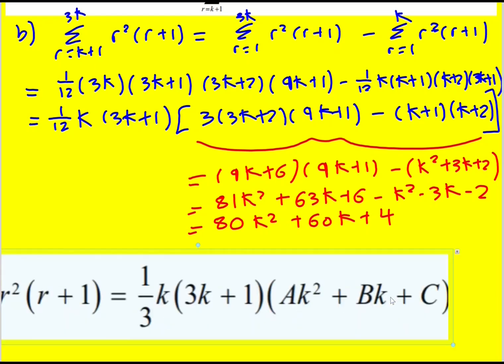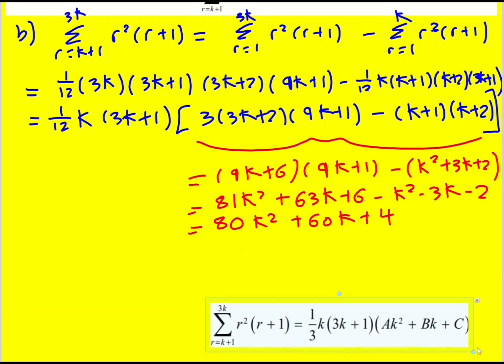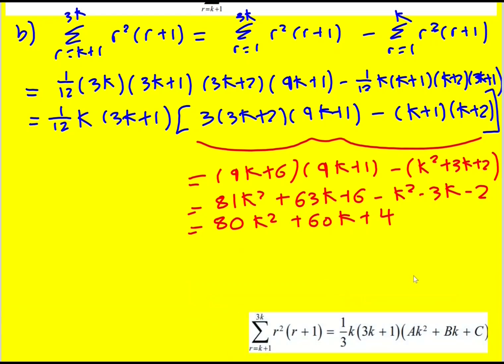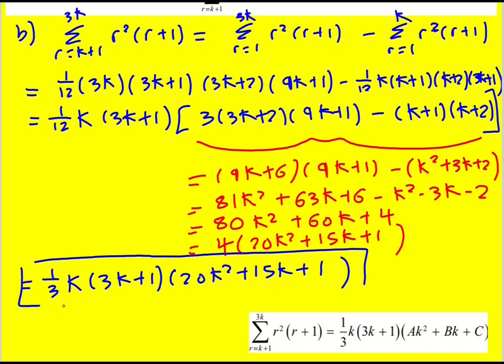Now, actually, in the final answer, they've taken out a factor of a third, so I can see I need to also take out a 4, and we can do that here. This is 4 lots of 20k squared plus 15k plus 1, and hence my final answer is going to be that it's 1/3, because I'm doing 4 times 1 over 12, k, 3k plus 1, and then 20k squared plus 15k plus 1. Nicely done.